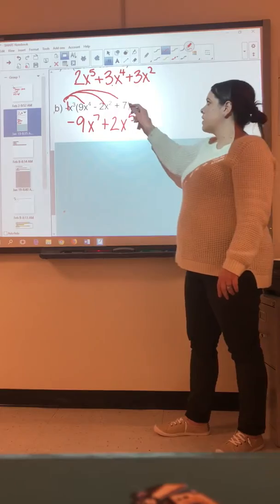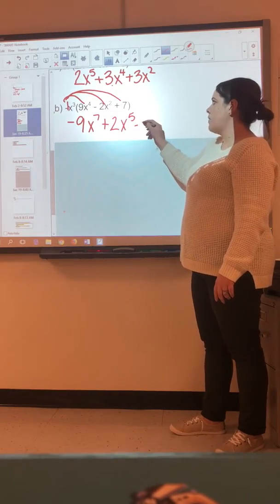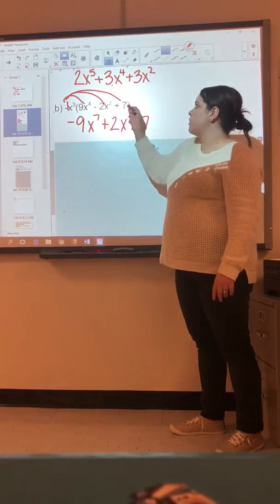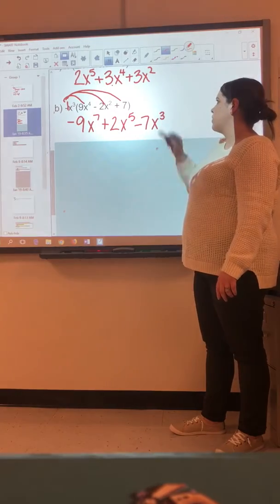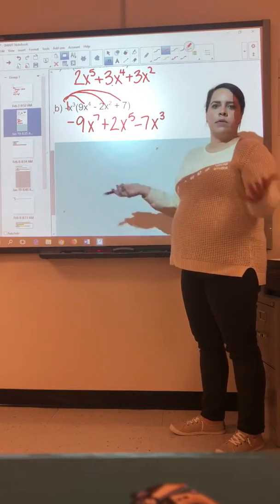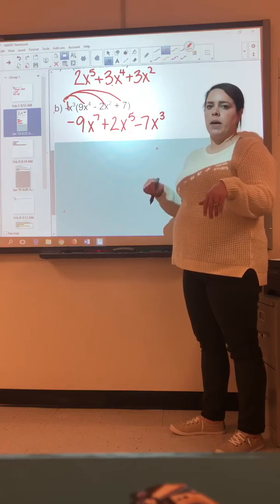And then negative 1x cubed times 7. Negative 1 times 7 is negative 7. X cubed times no other x's is x cubed. 7, 5, and 3, none of them are like terms. It's in standard form, so I'm done.